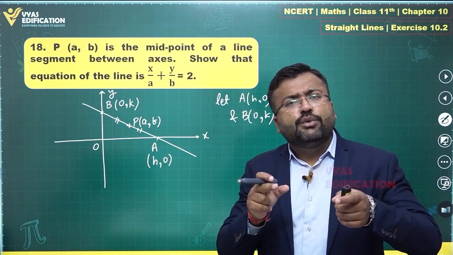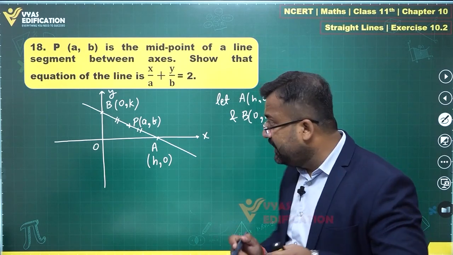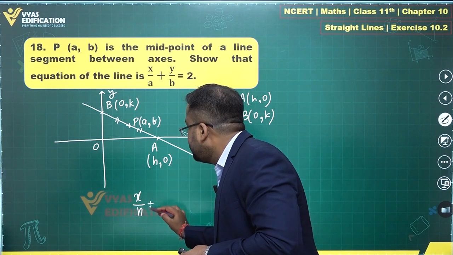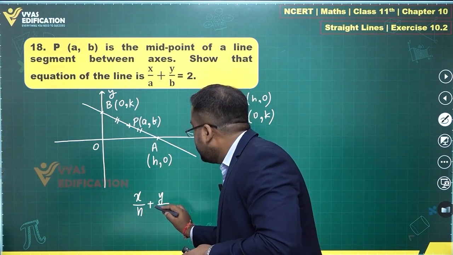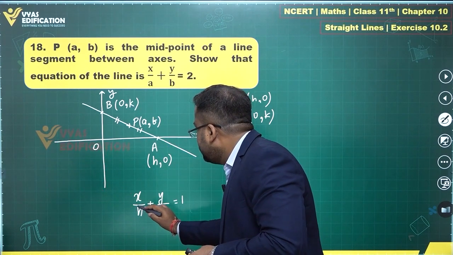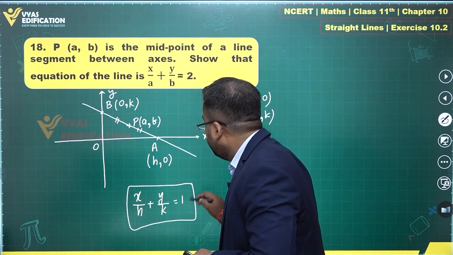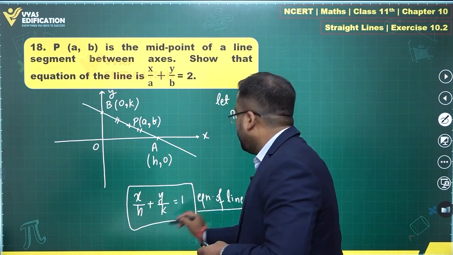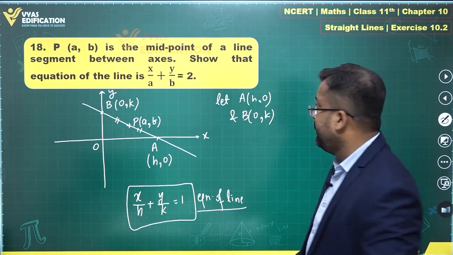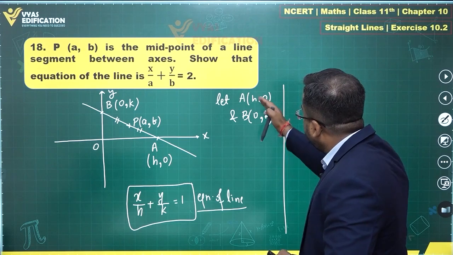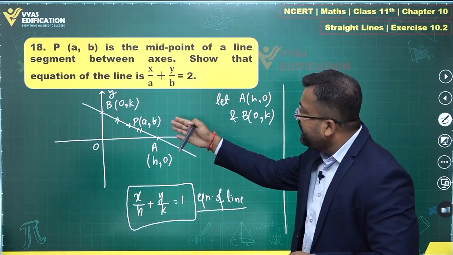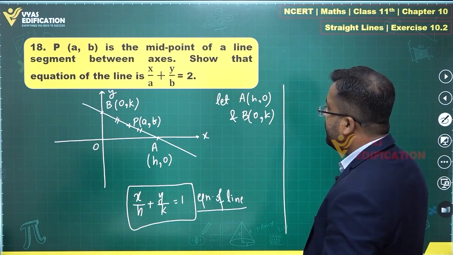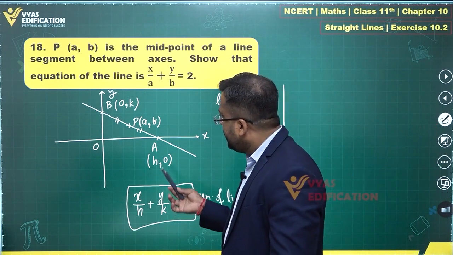Do you remember the equation in terms of both intercepts? You remember the equation x/h + y/k = 1 is the equation of the line actually. This is something we remember from the concepts of the equation of a straight line. So if I can find h and k in terms of a and b, because only a and b are given, then I can easily write the equation. Let's try to find h and k.